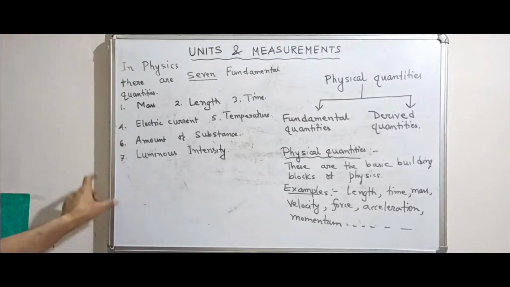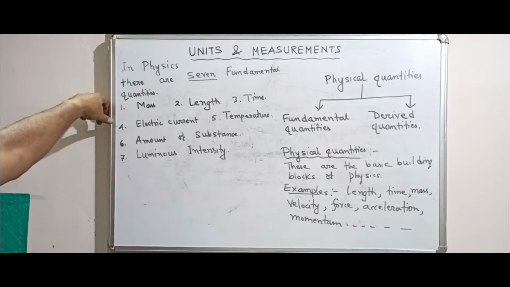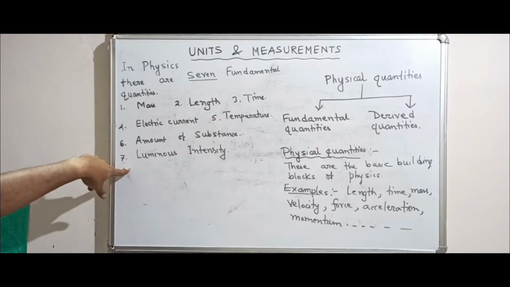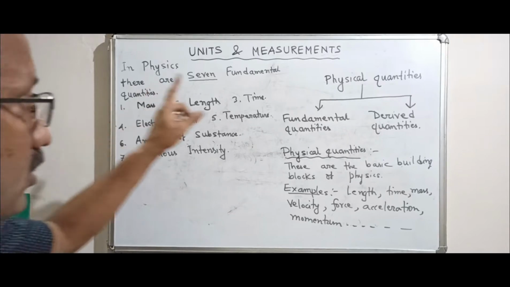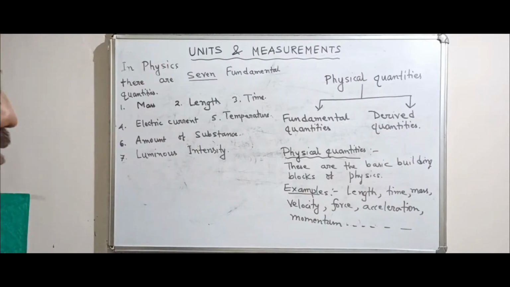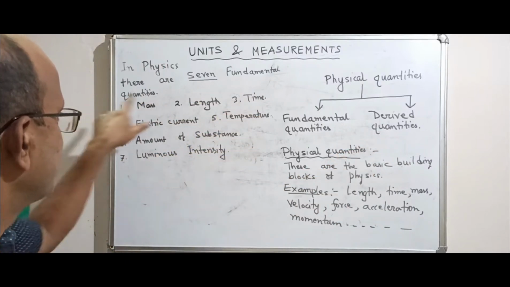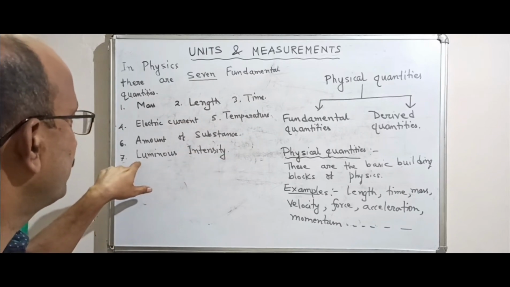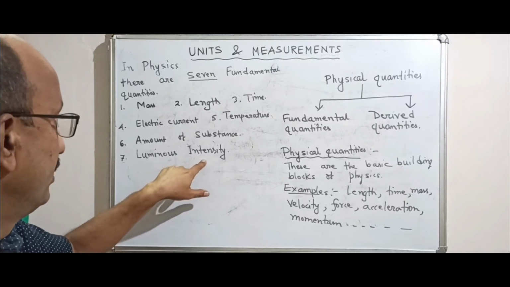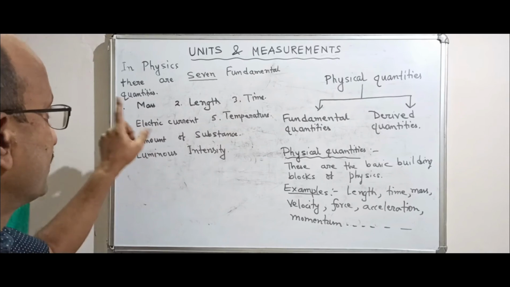So you remember, memorize these 7 fundamental quantities, and these 7 fundamental quantities are used to get these derived quantities. So we will slowly learn how to get these derived quantities using these 7 fundamental quantities. Now the last one is the luminous intensity. This is related to light. Amount of substance, as you know, electric current, temperature, mass, length and time.